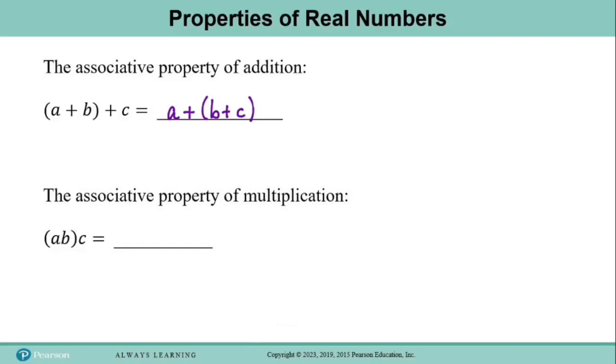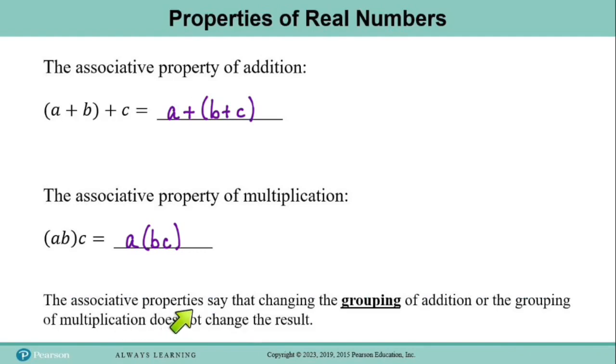The same thing happens with multiplication. So if we have A times B in parentheses and then we multiply by C, that's the same as if we have A and then multiply by B times C. So in this case, you would multiply B times C first and then multiply A times that answer. It's the same result as the other way. It doesn't matter just as long as all three numbers get multiplied together. So all the associative properties say is that changing the grouping of addition or the grouping of multiplication does not change the result. Again, it's a common sense thing that you already understand, but we just forget the name of it sometimes because we don't have to use the name all that often.